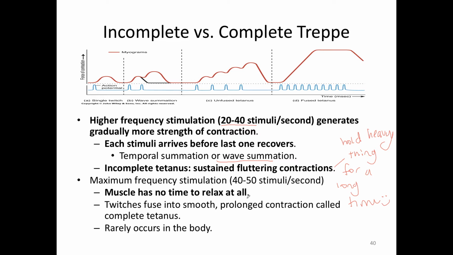At the maximum frequency, between 40 and 50, the muscle has no time to relax at all because the signals to contract are coming so fast over time. So the twitches fuse into a smooth, prolonged contraction, so you get this nice smooth increase, which plateaus once it's at maximum contractility. So this is called complete tetanus, and this is really rare in the body. So in most ordinary operating conditions, the body doesn't do complete tetanus. It's individual twitches or Treppe.